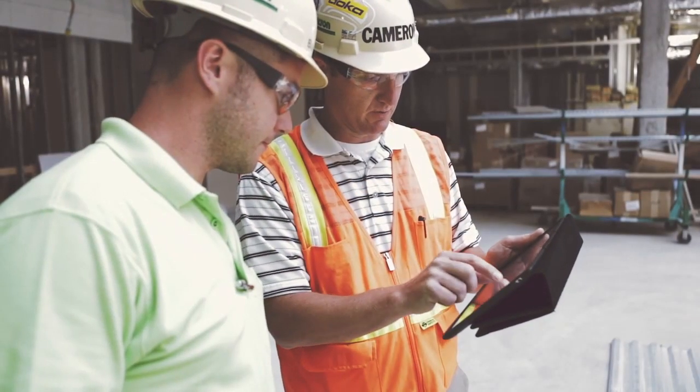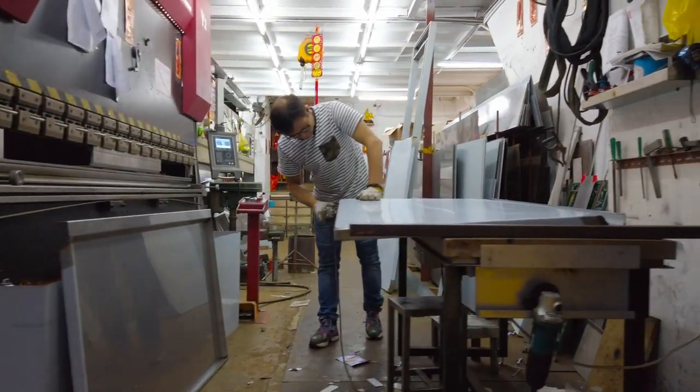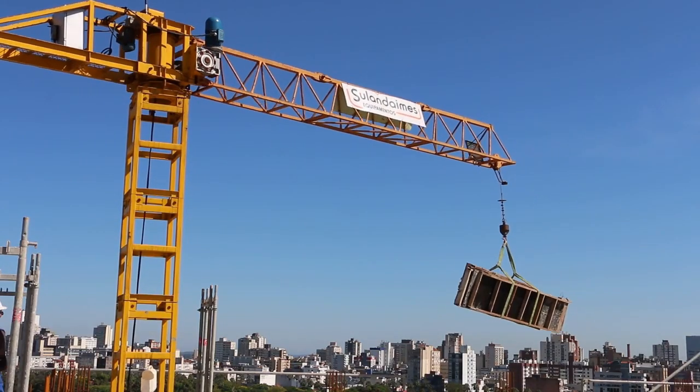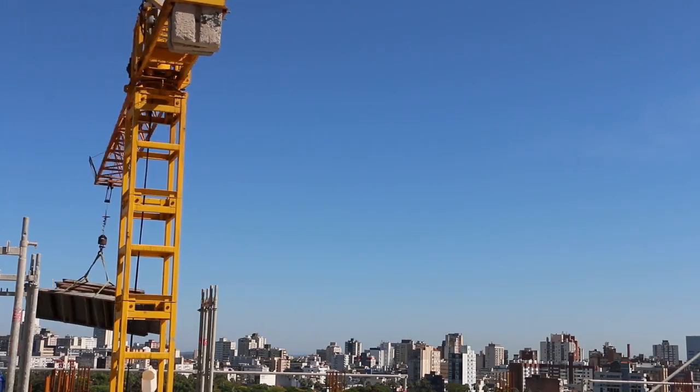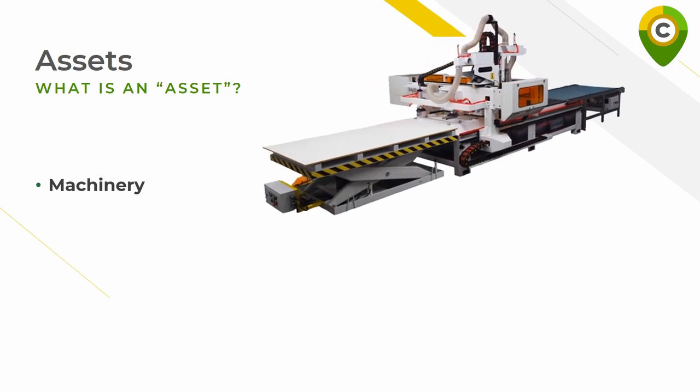Asset management is the central function of Custodian. Repairing assets, maintaining assets, deploying, relocating, and retiring assets. But what is an asset? Anything your company needs to do business is an asset.